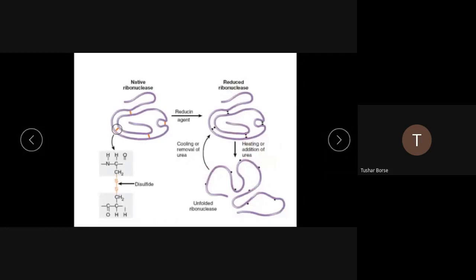Then again, renaturation by removing beta mercaptoethanol and urea. Then the protein is again folded into its native structure and shows its functions.